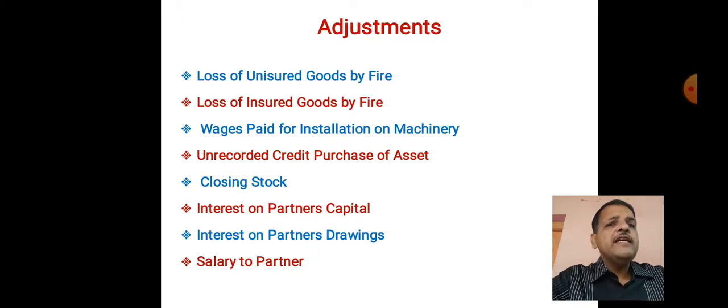Next is interest on partners capital. Now friends, when there is interest on partners capital, first effect is that we have to show it on debit side of profit and loss appropriation account, and second effect is that in liability side of balance sheet we have to add that interest on capital in that particular partner's capital account, or maybe current account in case of fixed capital system. Now let us see.